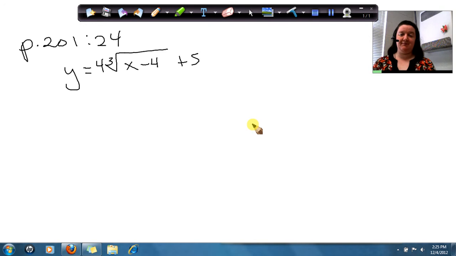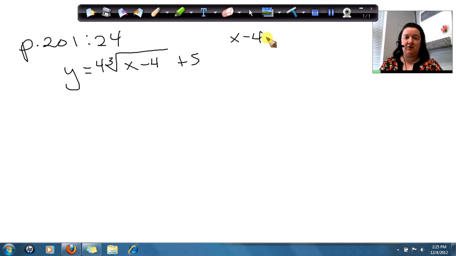Good afternoon. Let's look at page 201, question number 24. So now we have this third root. We want to find the middle of our S-shaped graph. So we're going to take x minus 4 equal to 0. I'm going to add 4 to both sides. So we get x equals 4.